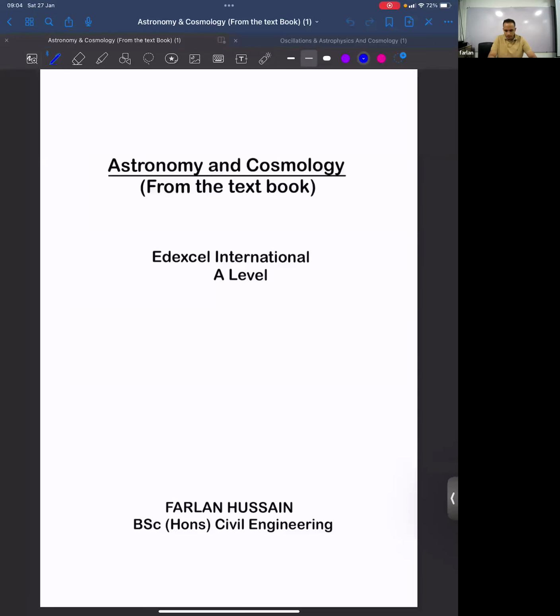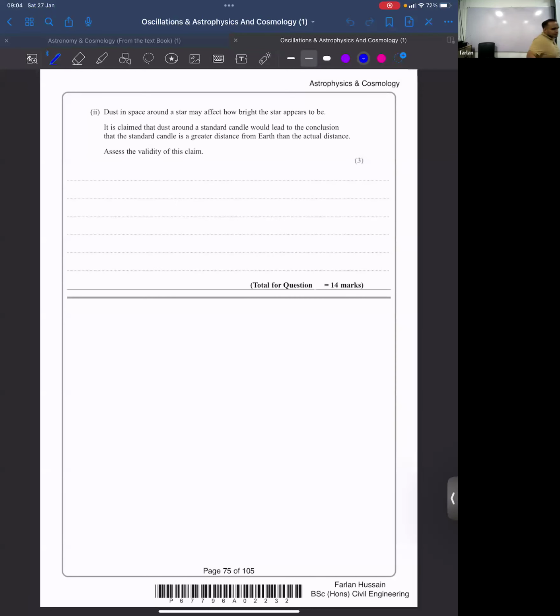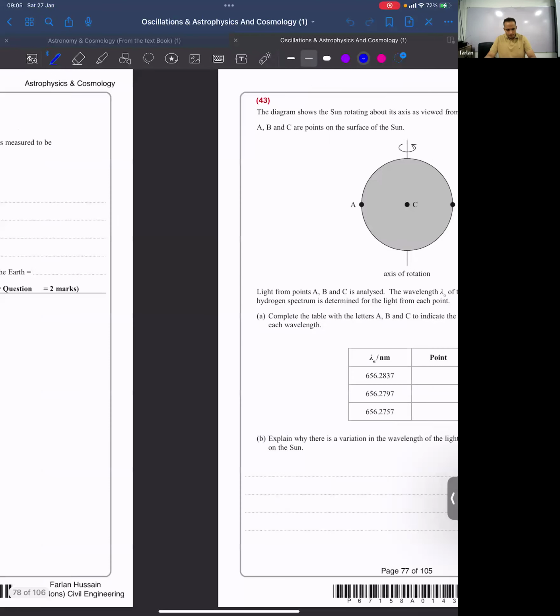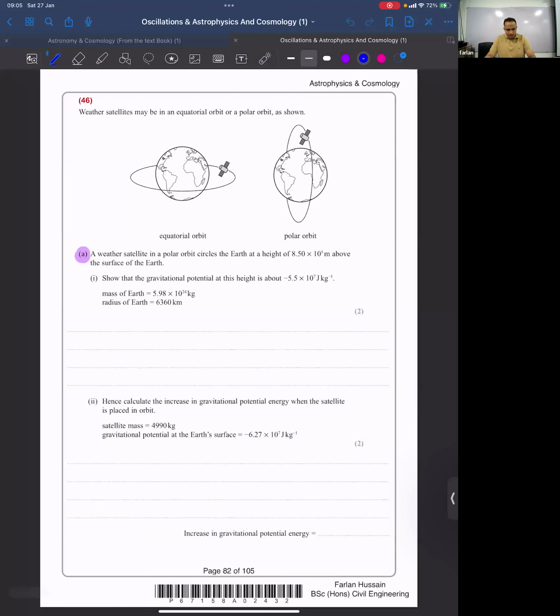Are there any questions from the last class? Any homework questions? Yes, what are the questions? Homework from we started with astrophysics last class, no? 46A and only. Right.